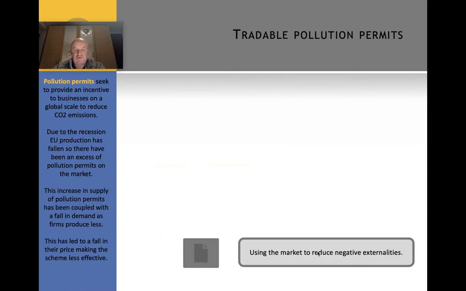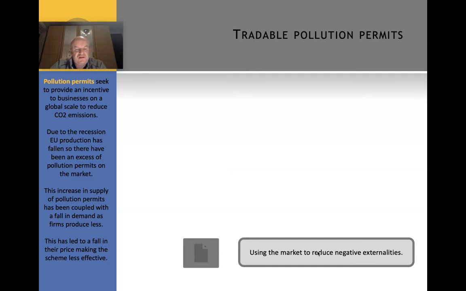Okay, so let's take a look then at another example. We looked at some demerit goods and using taxation to try to deal with the over consumption of those products and trying to manage that process. But let's take a look at another tool that's used, called tradable pollution permits. And I think we maybe touched on this in the last PowerPoint, I believe.